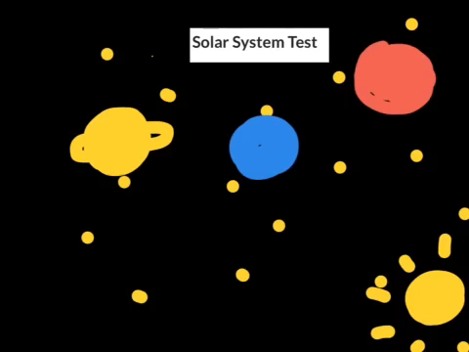Number 12. Planets revolve around the sun. If it is true that planets revolve around the sun, write true. If it is false, write false and fill in the blank about what they do around the sun.